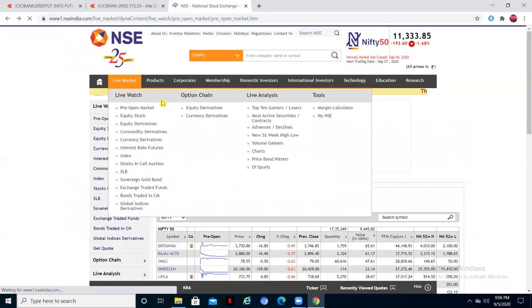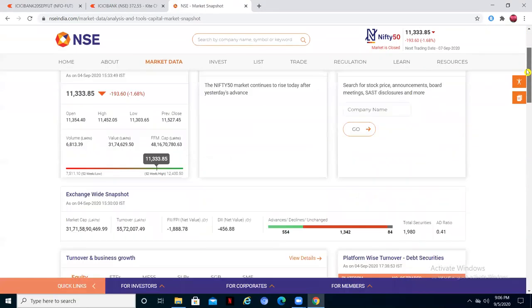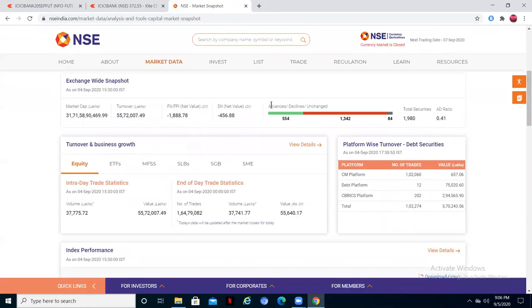After selecting this, again go to the live market and open this list, which is the advances and declines list. After opening this page, you can see the list here. And first of all, this list will be updated at 9:16. So wait for the updation. And you will be matching the two scenarios. The two scenarios means the scenario on the previous page.